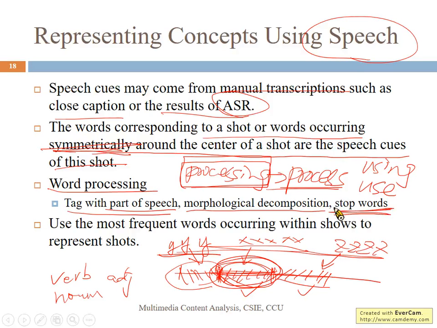Stop words means words that occur very frequently, but they don't have specific meaning, like the words is, to, us, and so on. They happen very frequently, but they don't have specific meaning. And they will use the most frequent words occurring within shots to represent shots. So not all the words, they just use the most frequent words, maybe just a subset of these words to describe this video shot.